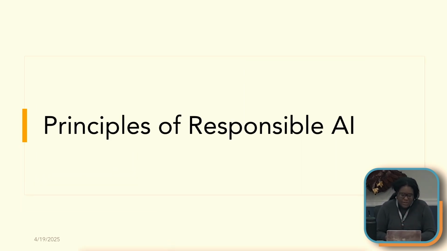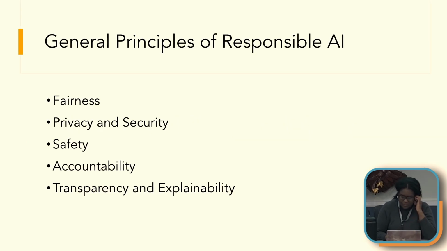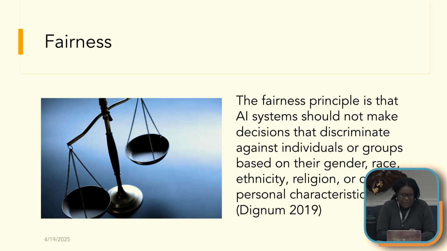Principles of responsible AI. General principles of responsible AI are fairness, privacy and security, safety, accountability, transparency, and explainability. Fairness: the fairness principle is basically that AI systems shouldn't discriminate against protected classes, whether it's gender, race, ethnicity, religion, or other personal characteristics. I've seen some examples of this.